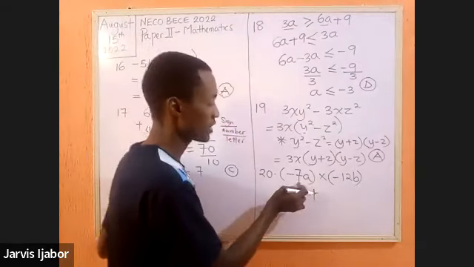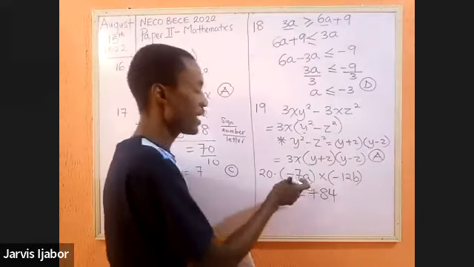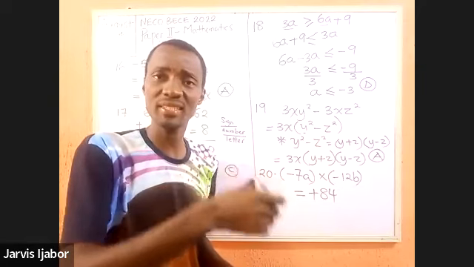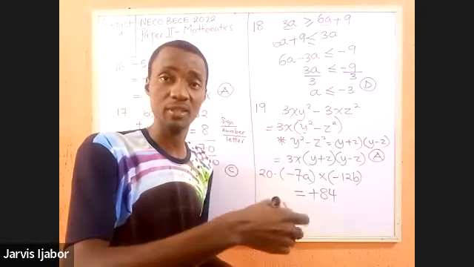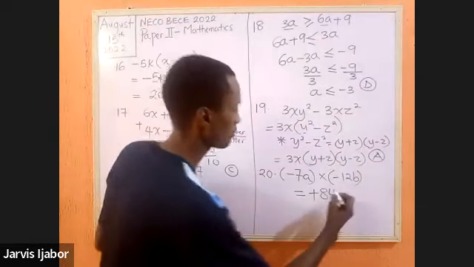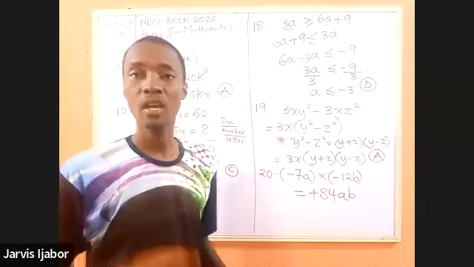Now, 7 times 12 will give me 84. A times B will give me AB, in the order of the letters of the English alphabet. So that will give me what? AB. So that will be 84AB.